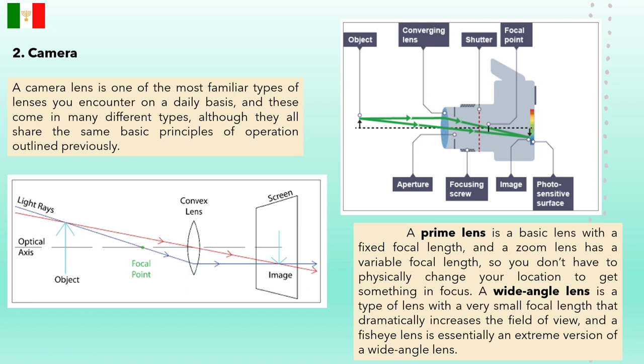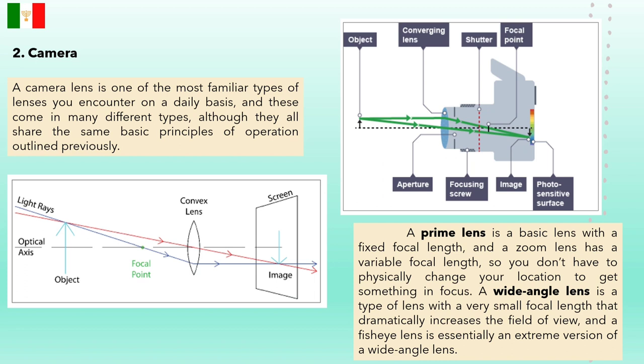Next is camera. A camera lens is one of the most familiar types of lenses you encounter on a daily basis. And these come in many different types, although they all share the same basic principles of operation outlined previously. The aperture, which lets light into the inside of the camera, corresponds to the pupil. The system of lenses in a camera performs the same function as the lens of the eye. However, whereas the lens of the eye changes shape to change focus, glass lenses are not very forgiving of shape changes. Instead, the lens system can be slid along its optical axis in order to focus on the film. Of course, the film plays the role of the retina.